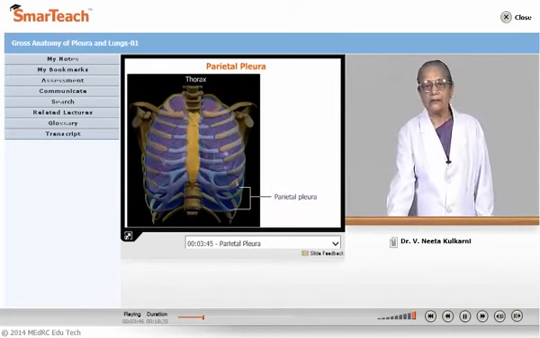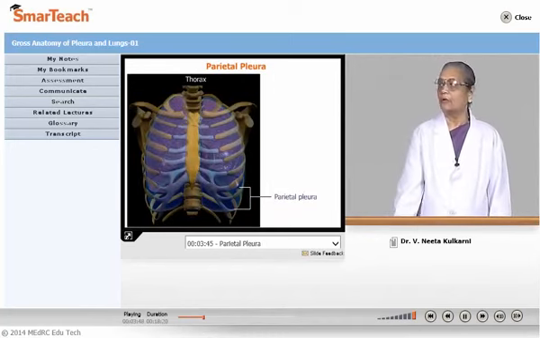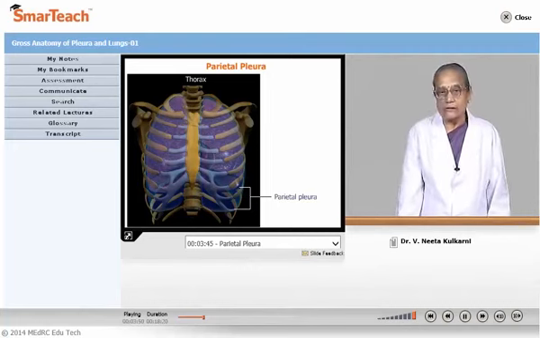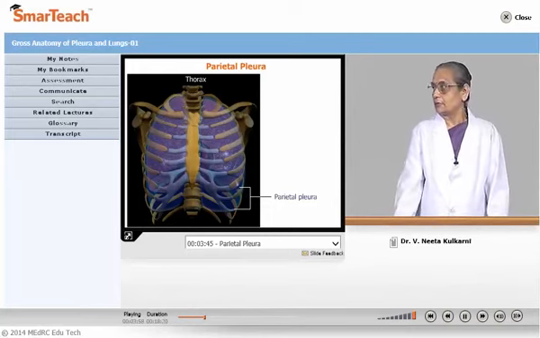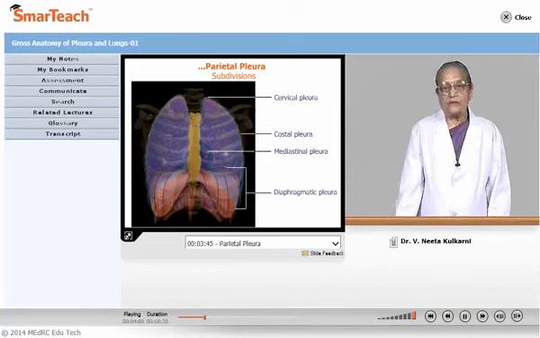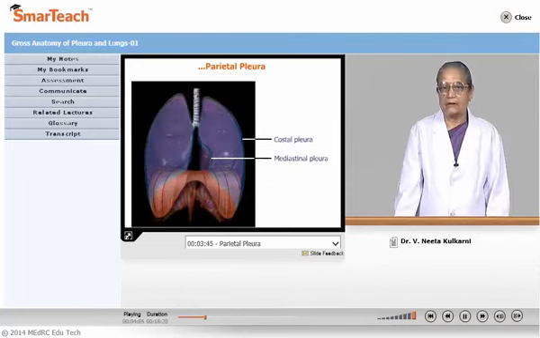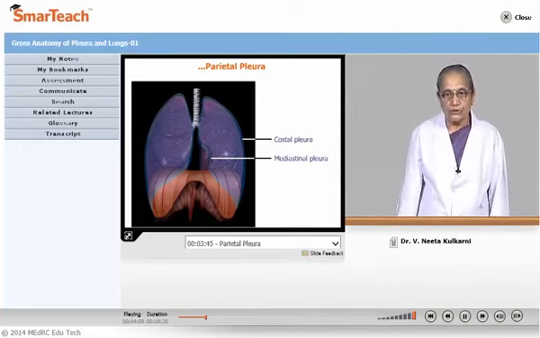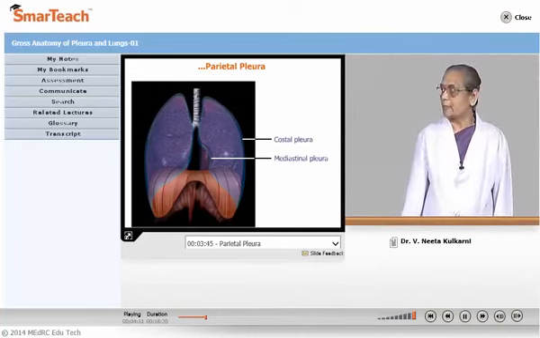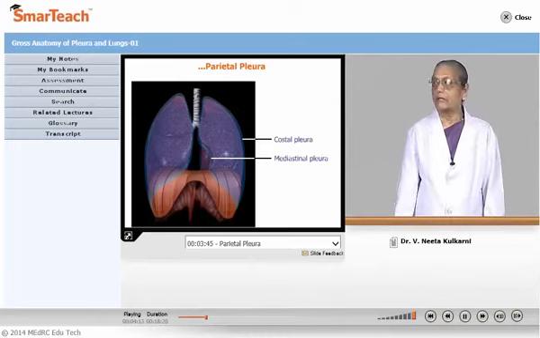Now, coming to the details of the parietal pleura. As I said earlier, it lines the internal part of the thoracic cage or the thoracic wall, and its subdivisions are costal, mediastinal, diaphragmatic and cervical. The costal pleura is the most extensive among subdivisions as it lines the sternum, the ribs, intercostal spaces and vertebral bodies.